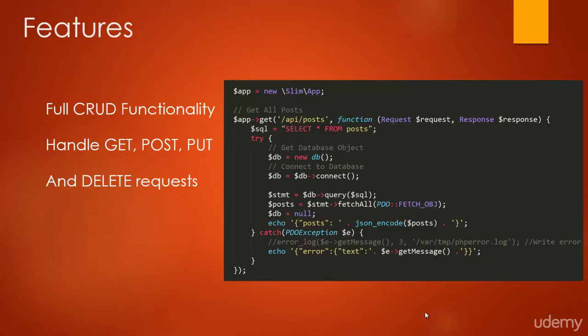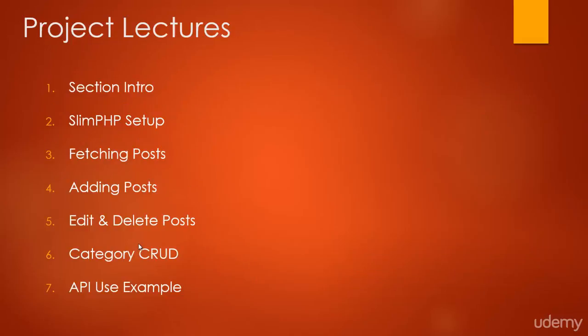Features will have full CRUD functionality. We'll be able to handle get, post, put, and delete requests. You can see an example of the code here. This would be a GET request to our API posts, and we'll do our queries to the database, and then we'll return JSON.